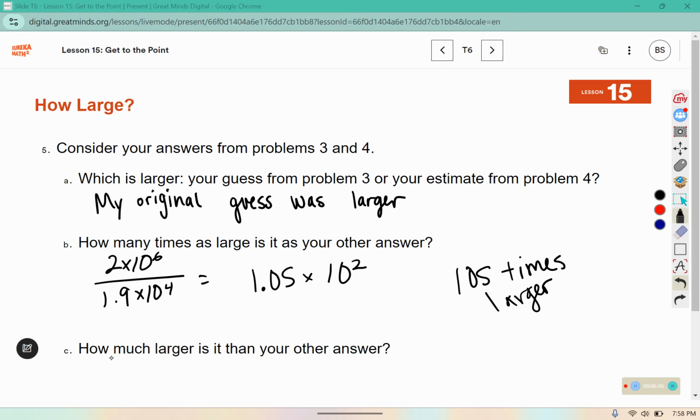How much larger is a subtraction question. So now we have 2 times 10 to the 6th minus 1.9 times 10 to the 4th. These do not have the same exponent, so we need to make them match. I'm going to change them both to 10 to the 4th power. So this will be times 10 to the 4th. I moved that down twice, so I need to move my place value up twice.